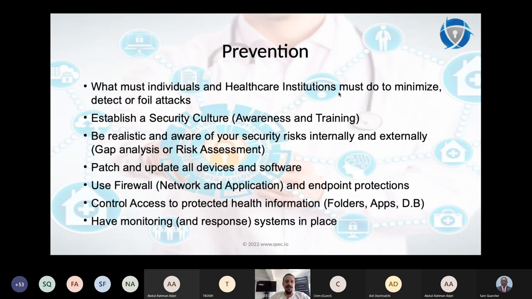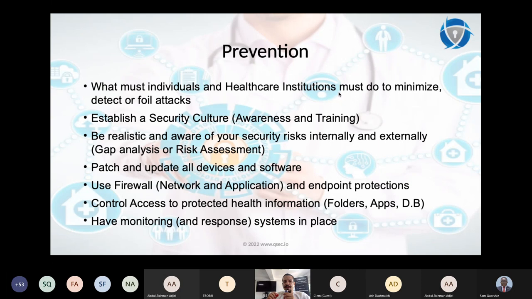Control access to protected health information. I think this goes without saying. Like the demo I was showing you early on, where we managed to access someone's NHIS cards, files, folders, and stuff like that. So if you do have to share folders or application databases, again, make sure there's proper authentication on them. Make sure the access is controlled and done on a need-to-know basis.